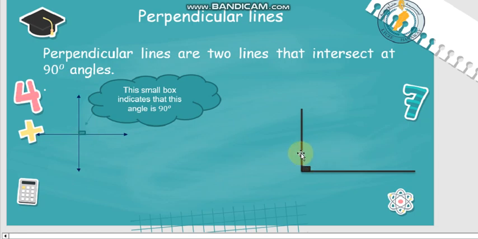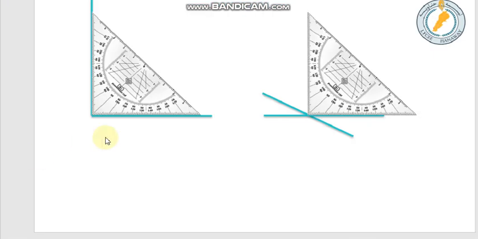We have another example here. Also, we have two semi-straight lines that intersect at one point and they make a right angle, so we call them perpendicular. To check if two lines are perpendicular or not, we use this ruler. This ruler is called a set square. The set square helps me to know if two lines are perpendicular or not.